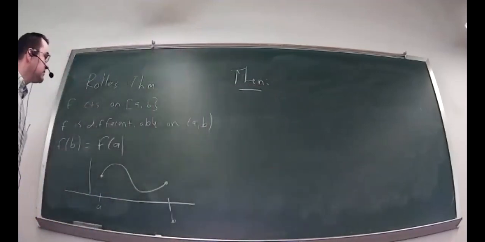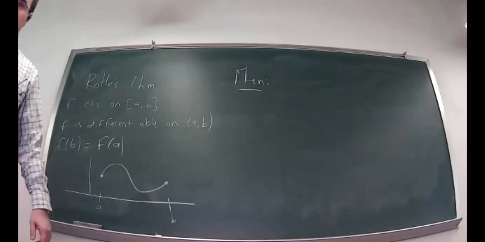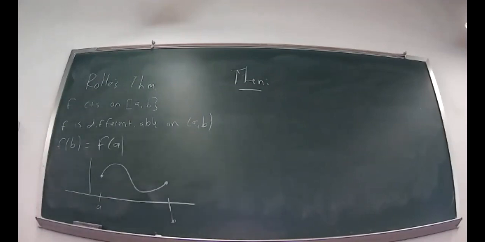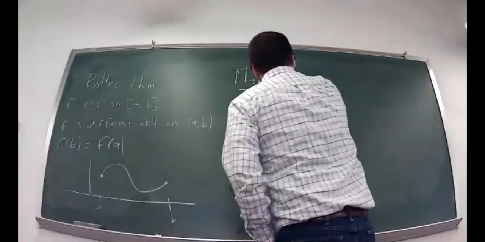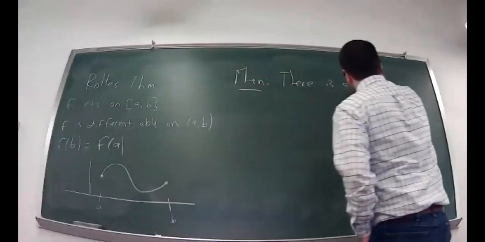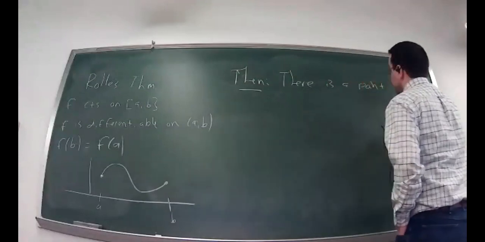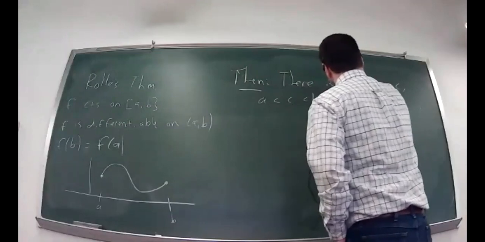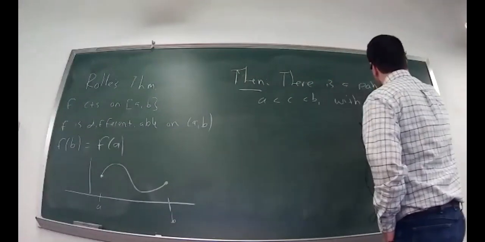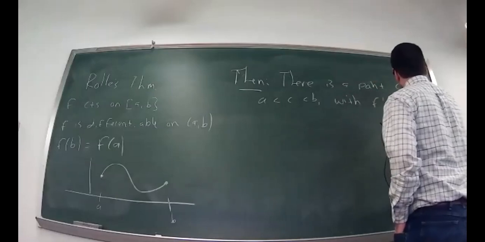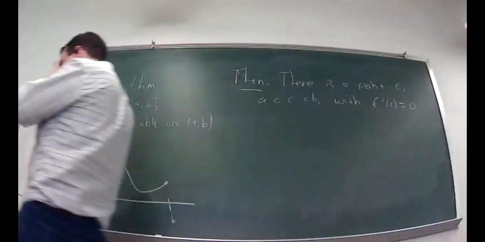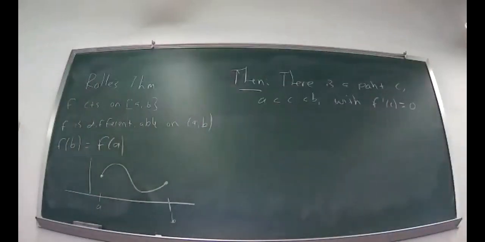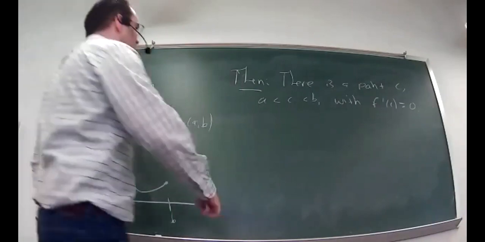And then the conclusion is that there must be a point C strictly in between A and B with f prime of C equal to 0. So, it's kind of similar to the extreme value thing. And how do you do this?